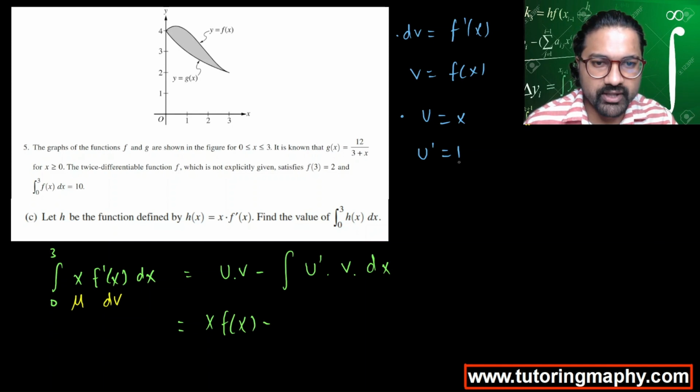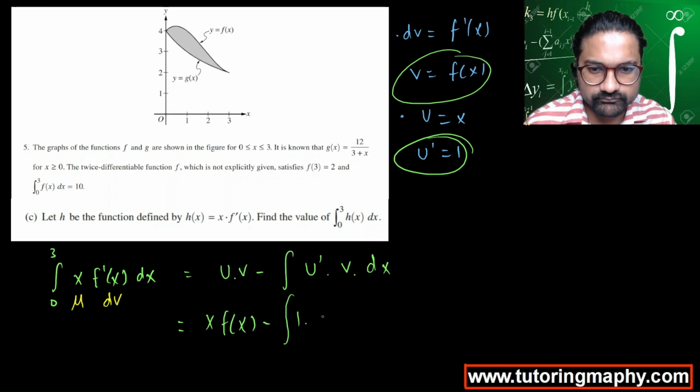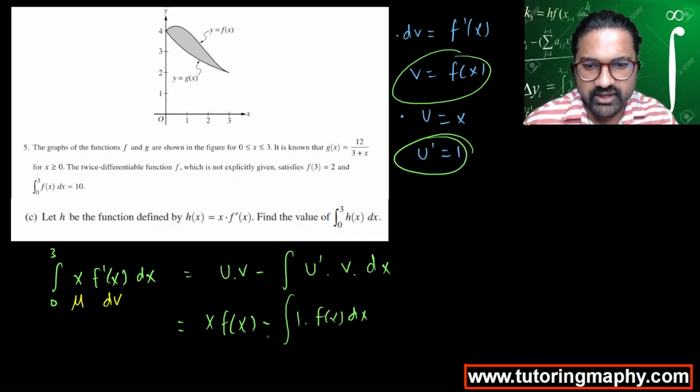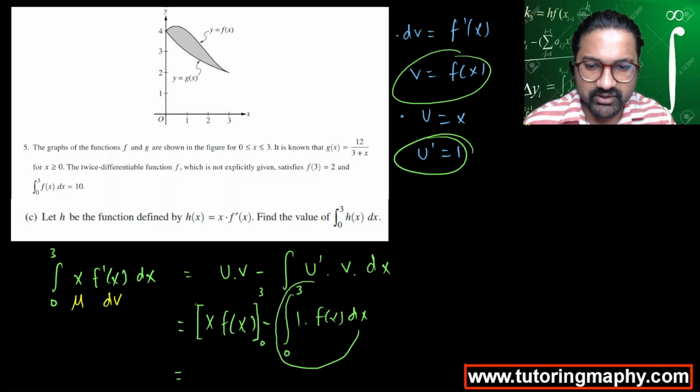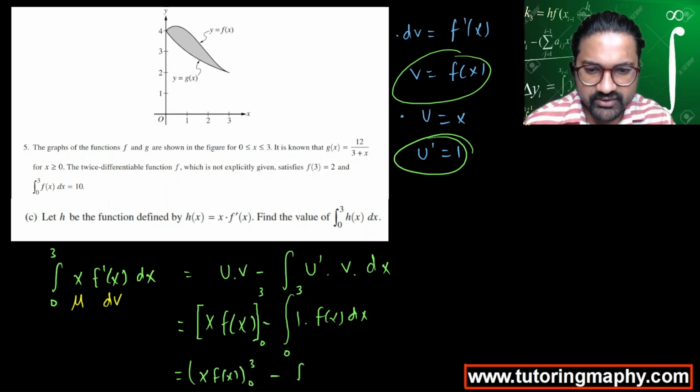minus u prime. What is u prime? That's 1. And v, what is v? V is f(x). Okay. dx, excellent. And remember that it's not an indefinite integral, it's a definite integral. So this is already integrated. You've got to place the limits of bounds as in from 0 to 3, and this is also from 0 to 3. Fortunately, I'm just going to write one more step so that we all are on the same page. There's no confusion. So this is from 0 to 3 minus the integral from 0 to 3 of f(x) dx.